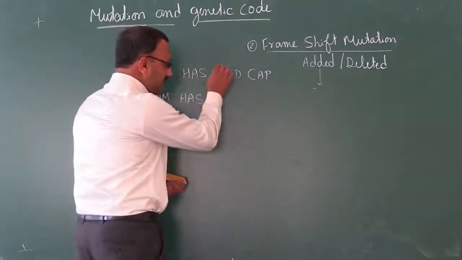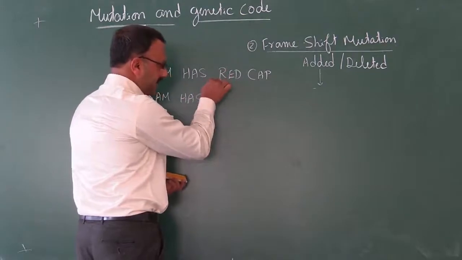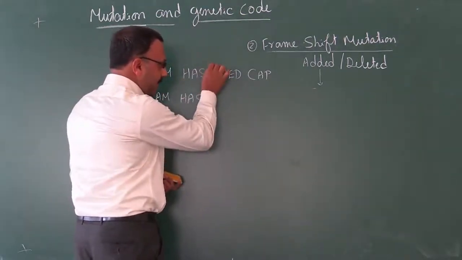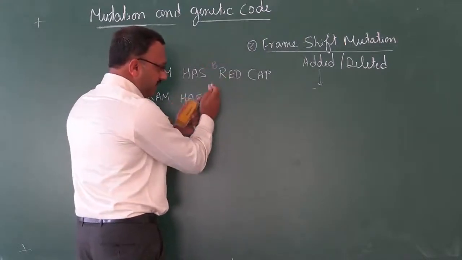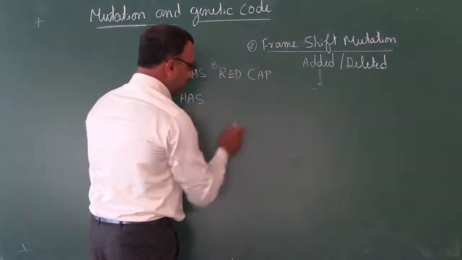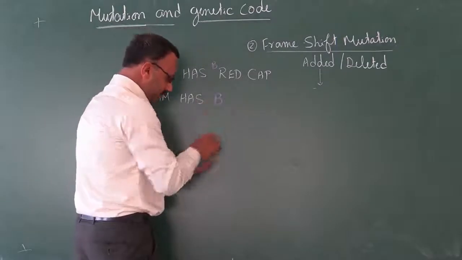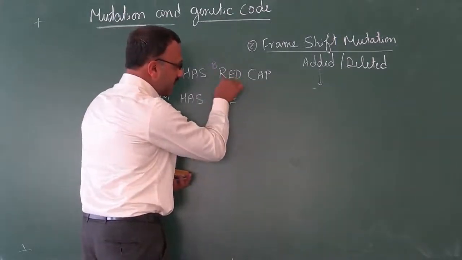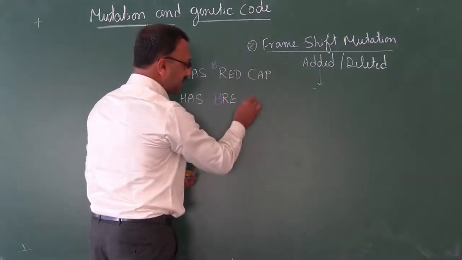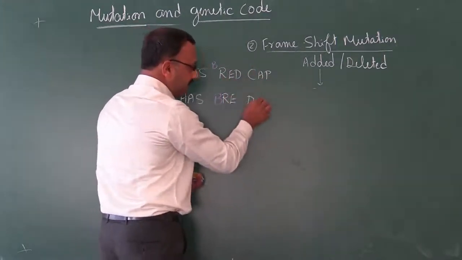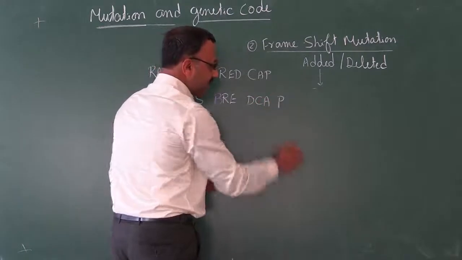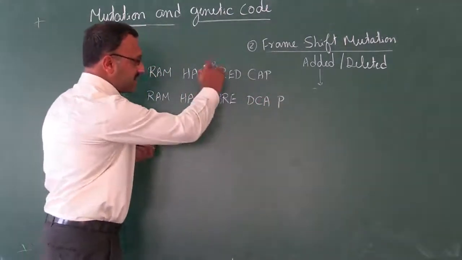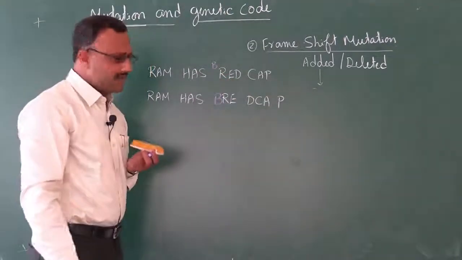If we add B at the position of red, between S and R, because of that the frame will be shifted. Like we can see here, B, this R E will remain, and this D will shift to the other side, D, C, A and P. This brings about the shifting of the position. Now the amino acid sequence will be altered.